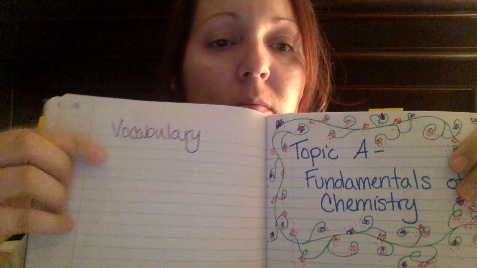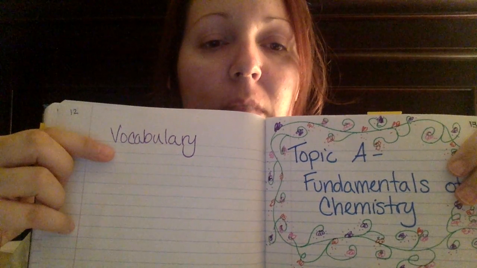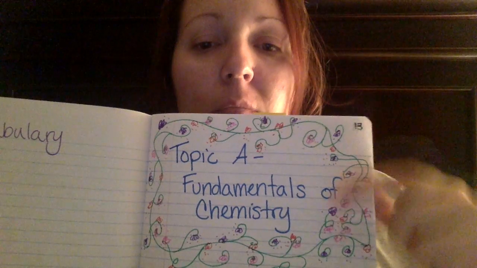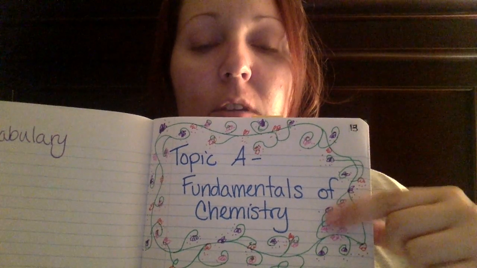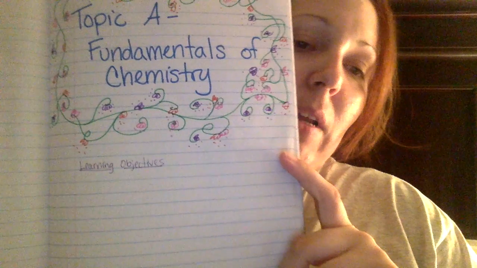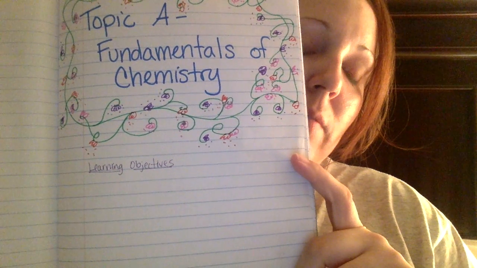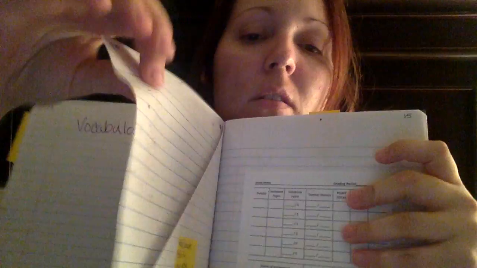Page 12 has the word vocabulary at the top. Page 13, fundamentals of chemistry. You can decorate this however you like. And then about halfway down, write learning objectives. Page 14 is where we made our pocket.